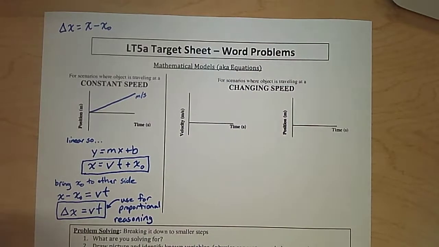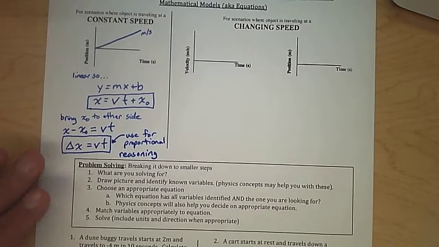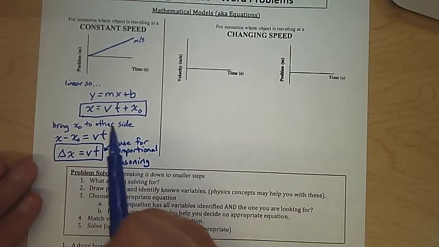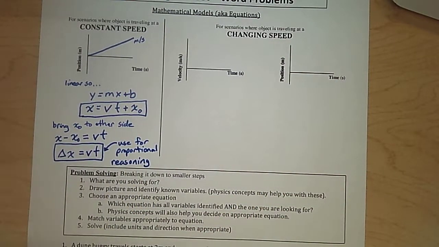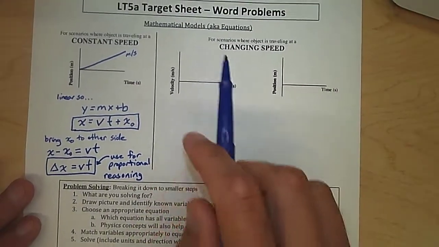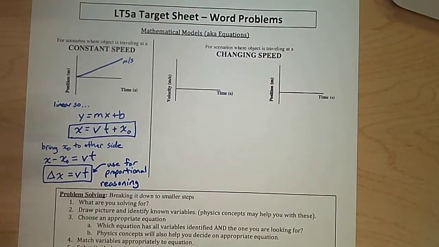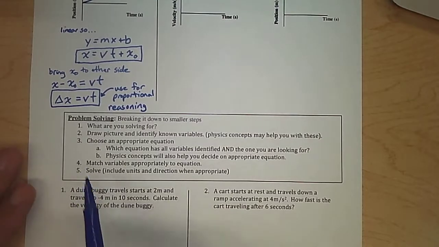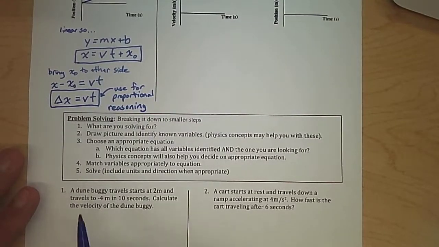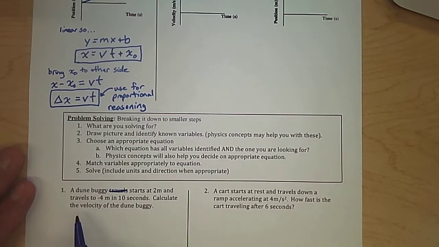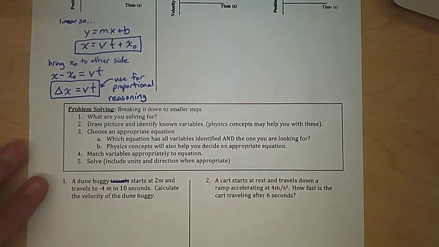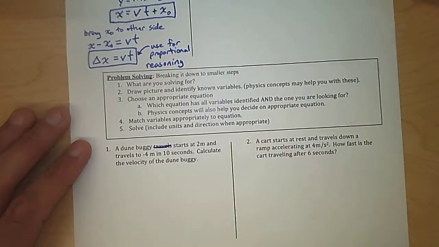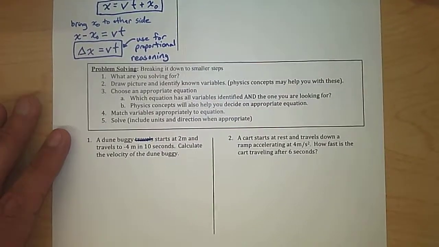So let's apply this equation. What we have here is just a general template, and we could use this for constant speed, changing speed, or really any type of problem that's going to involve the scientific practice of using mathematical models. So let's go through the problem solving process with an actual problem. A dune buggy starts at 2 meters and travels -4 meters in 10 seconds. Let's calculate the velocity of the dune buggy. Now, I'm just going to make sure this is situated.